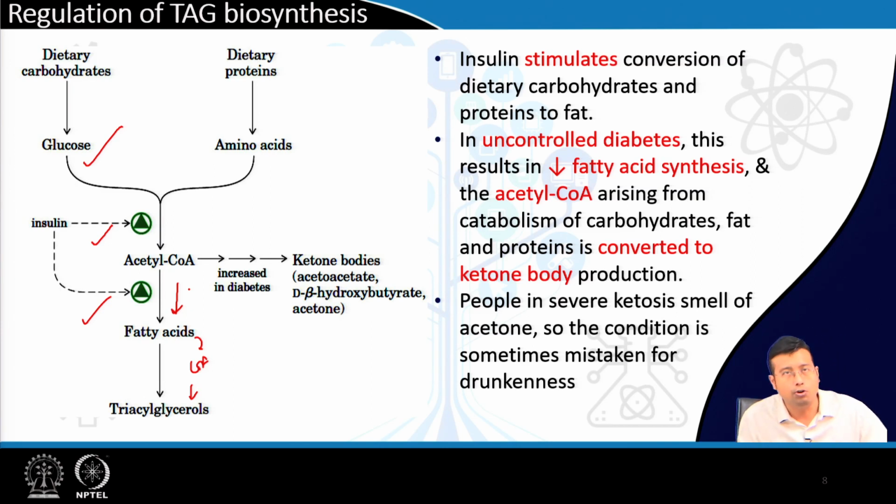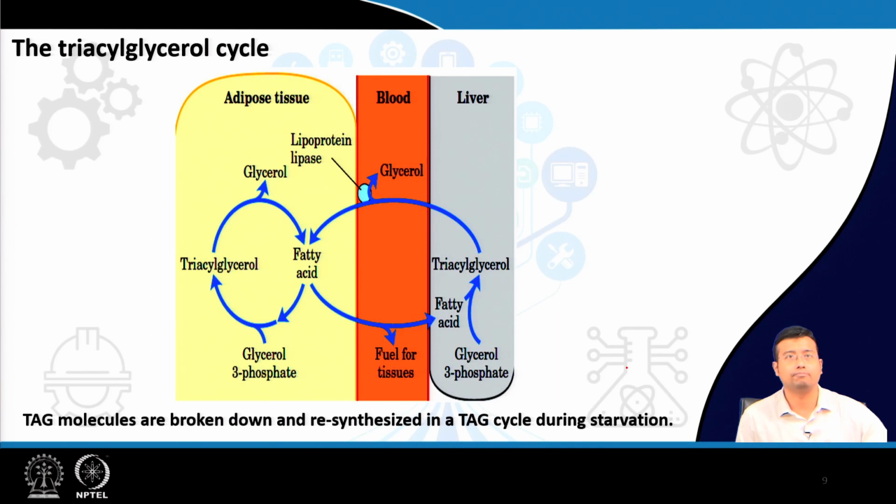that we all know. So, this is how TAG synthesis is regulated, that is by the action of insulin, and this whole process is jeopardized in case of uncontrolled diabetes mellitus, where the phenomenon of ketosis is happening, and we have already discussed in detail what the features of ketosis are.